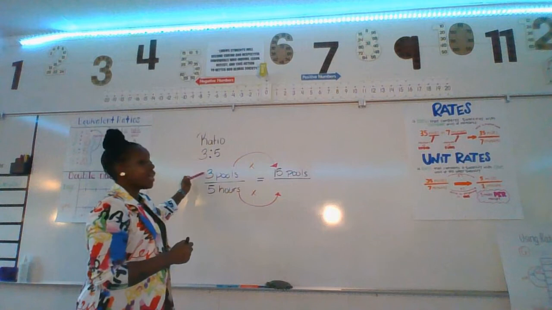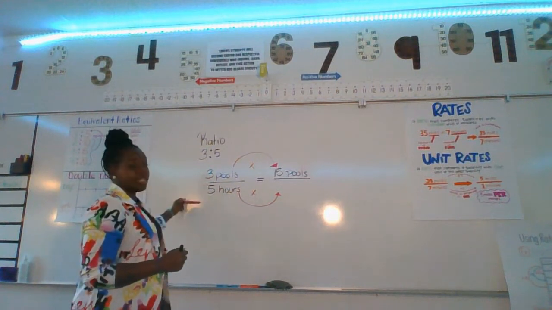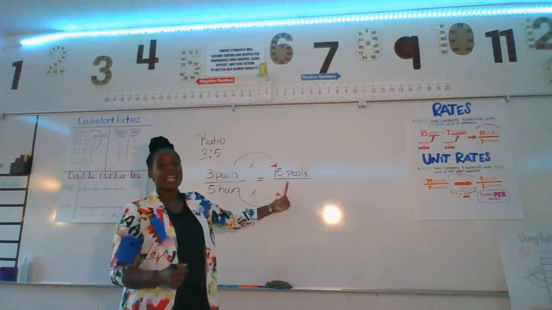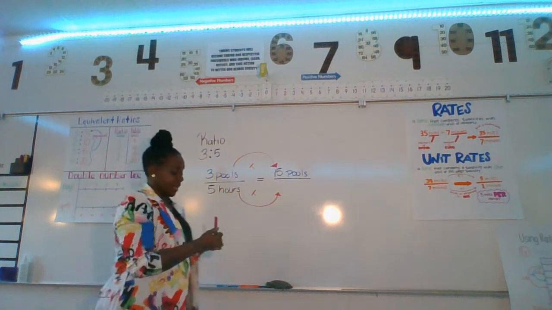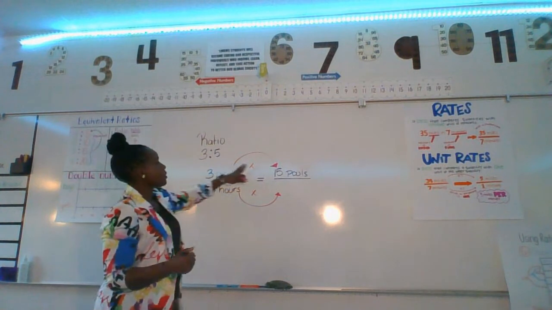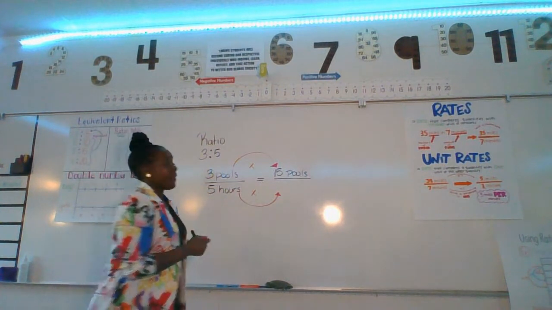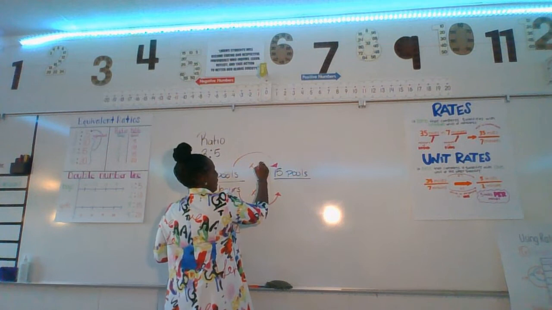But in this case, we know this ratio. This is completed. I have 3/5. This side is not completed. We are missing our denominator. So we need to figure out what the denominator is. So I'm saying, well, what times 3 gives me 15? 3 times 5 gives me 15.